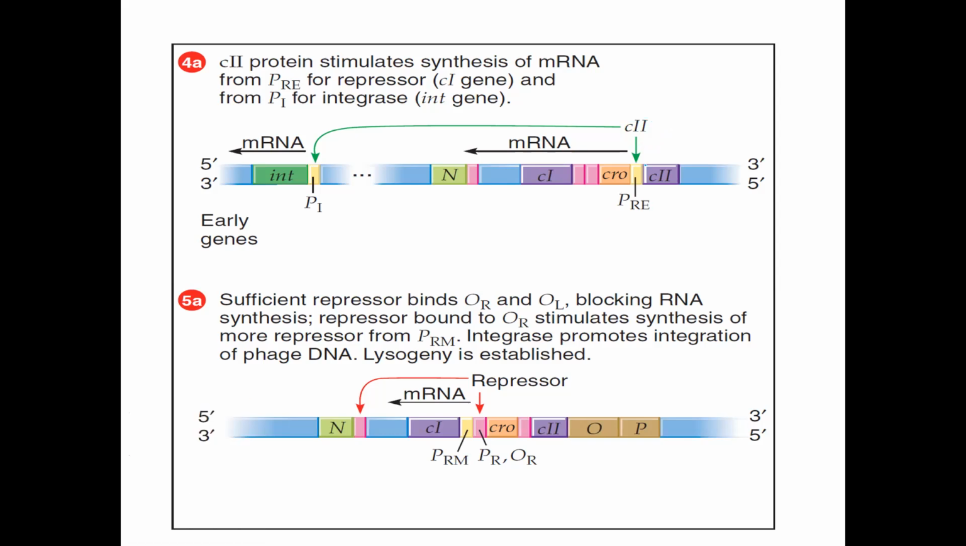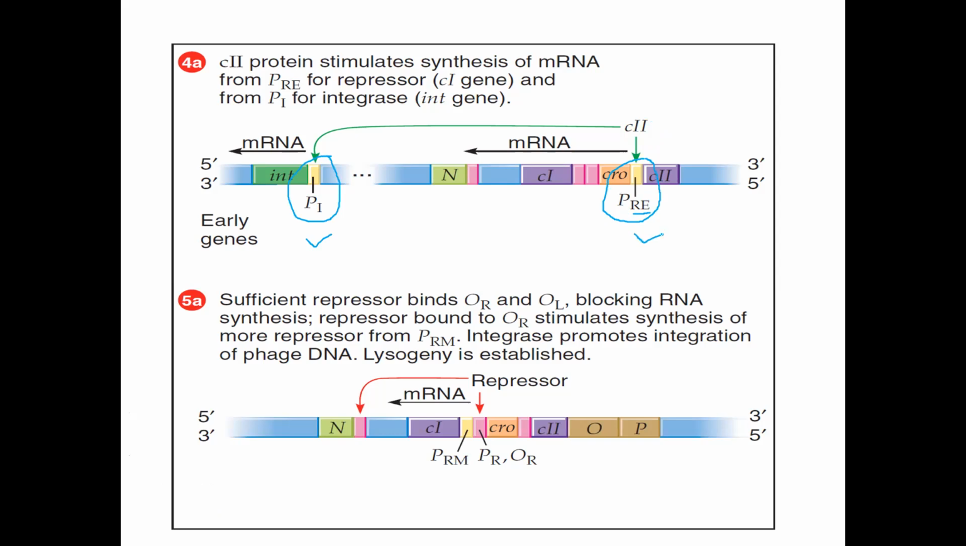C2 will bind to promoter PRE, promoter for repressor establishment, and also to promoter I. Now this promoter PI and promoter PRE, you can see now they are yellow in color. That means they are active.